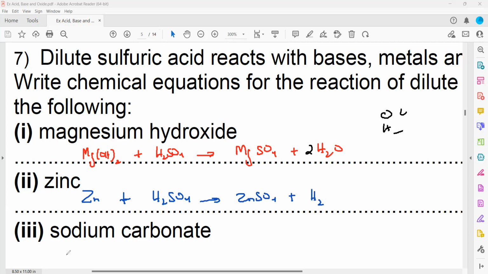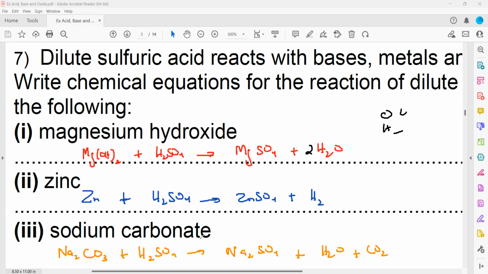Then sodium carbonate reacts with sulfuric acid. So when metal carbonate reacts with sulfuric acid, it will give salt, water, and carbon dioxide. So Na2CO3 plus sulfuric acid, which is H2SO4, gives salt, sodium sulfate. Sulfate is -2, so sodium is +1. That's why sodium sulfate is Na2SO4. Salt plus water, H2O, plus carbon dioxide, CO2.